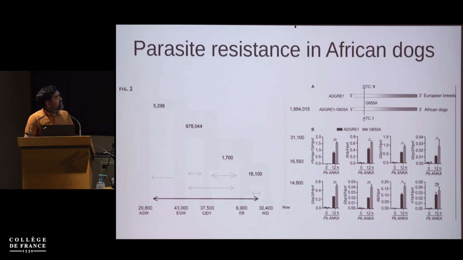But they found that in recent times, around 2,000 to 3,000 years ago, there was quite a wave of admixture from the African golden wolves into the Nigerian dogs. And specifically, when they looked at one particular variant of the gene ADGRE1, they found differences in European and African dogs, and the African version led to a higher immune response on exposure to the malaria parasite. And this is pretty similar to the same kind of signals that we see in humans as well.